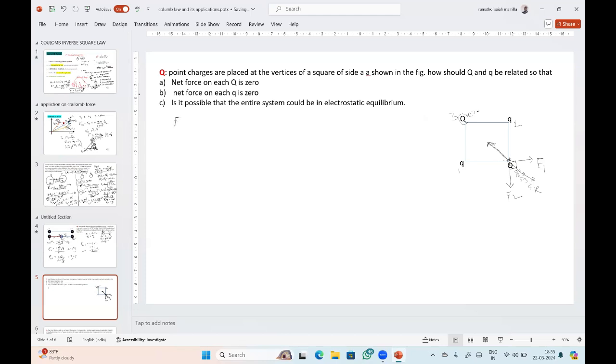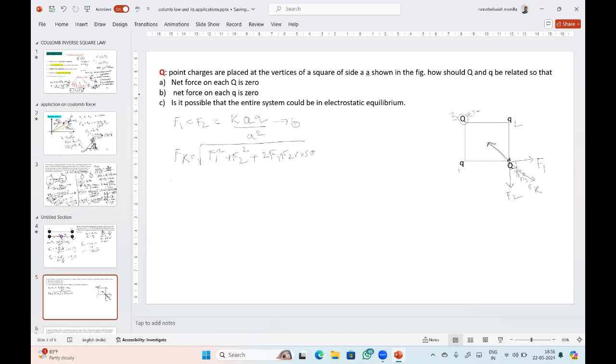Therefore, first of all, F1 is equal to F2 because of the same distance and same charges also. That is equal to how much? K into Q Q by A square, side A square. So this is equation 1. And now the resultant force by these two, we know the resultant formula, root over F1 square plus F2 square plus 2 F1 F2 cos theta.